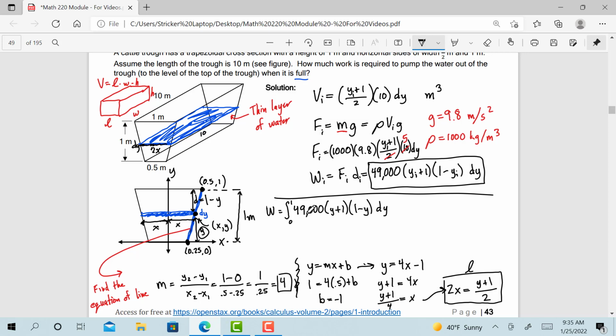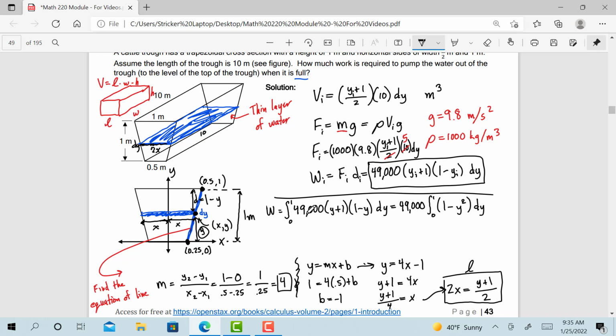I'm not going to go all the way through evaluating this, but I would simplify this a little bit first. I'd first pull out the 49,000 because that's a constant. We have the integral from 0 to 1, and then I would multiply the y plus 1 times 1 minus y out. When you multiply y plus 1 times 1 minus y, I'm going to let you do that on the side, but that's going to simplify to 1 minus y squared. Check my work on that.